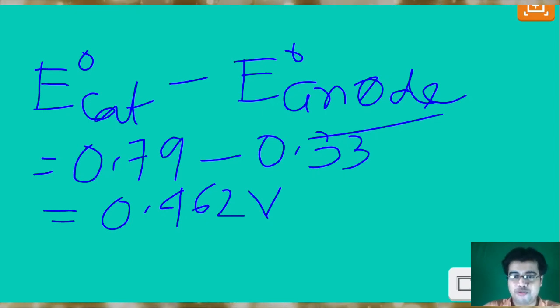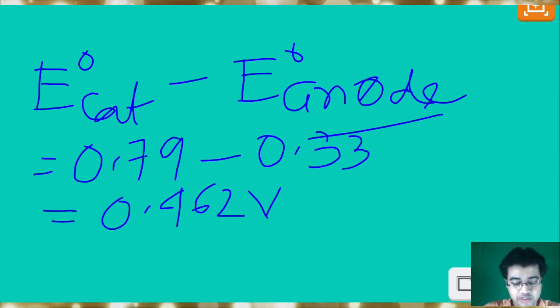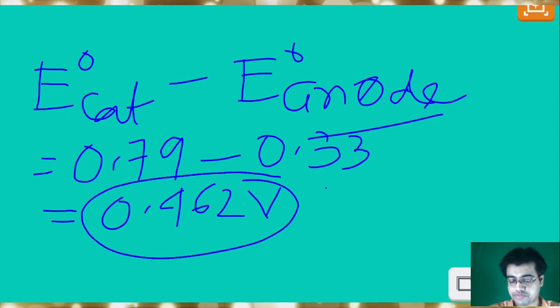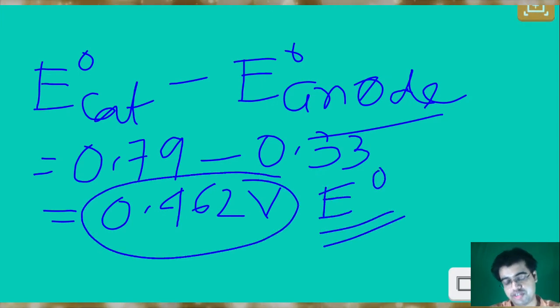Okay, keep in mind, if the E0 value you are getting is positive, that indicates that your cell is right, there will be flowing of electrons. If you get the E0 value negative, that's a little bit of a problem. So it's right, you are getting the positive value, and this is the E0 of the cell you are getting.